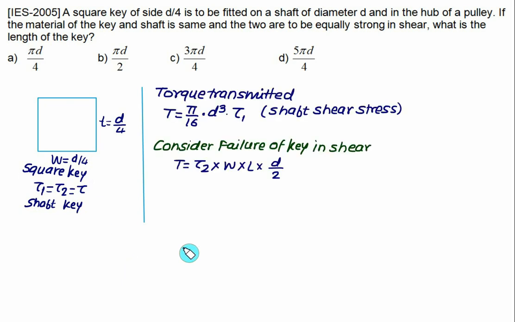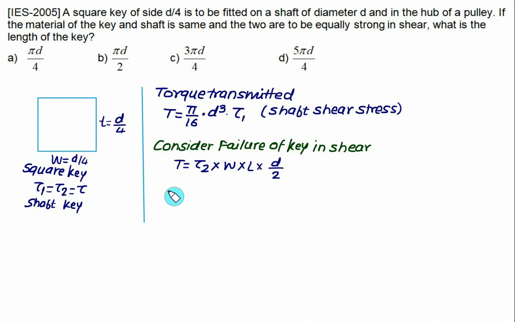We know that the torque transmitted T is equal to pi by 16 d cube multiplied by tau 1, where tau 1 is the shear stress of the shaft material. And if we consider the failure of the key in shear, the torque transmitted is given as tau 2, where tau 2 is the shear stress of the key material, multiplied by the shear area, which is W multiplied by L, and multiplied by the radius, that is D by 2. So we can equate these two and we can find out the length L.